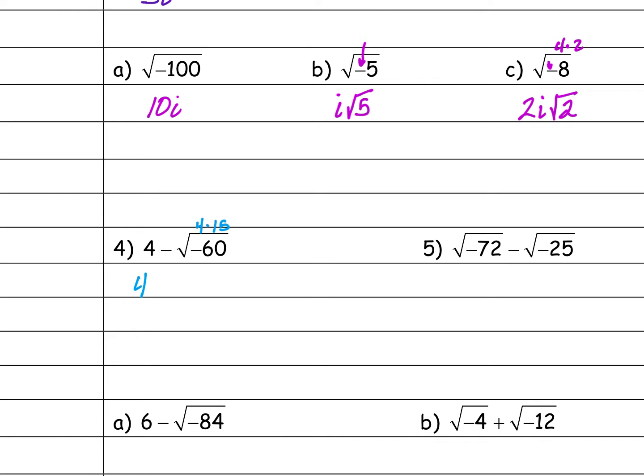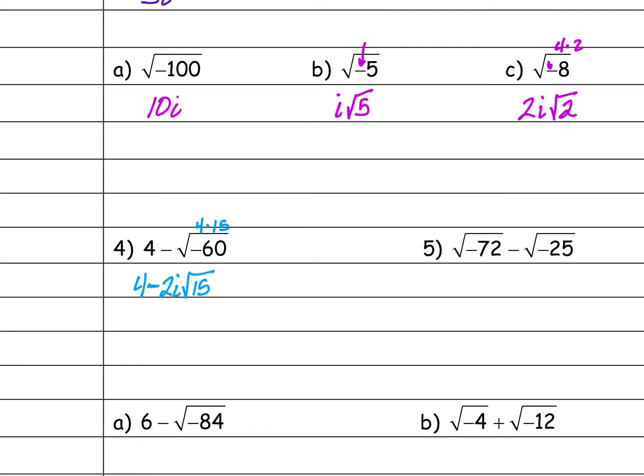So nothing's going to happen to the 4. And then minus, the square root of 4 is 2. The square root of the negative is i. And then I have the square root of 15. So 4 minus 2i root 15. Okay, questions? Yeah, that made no sense.